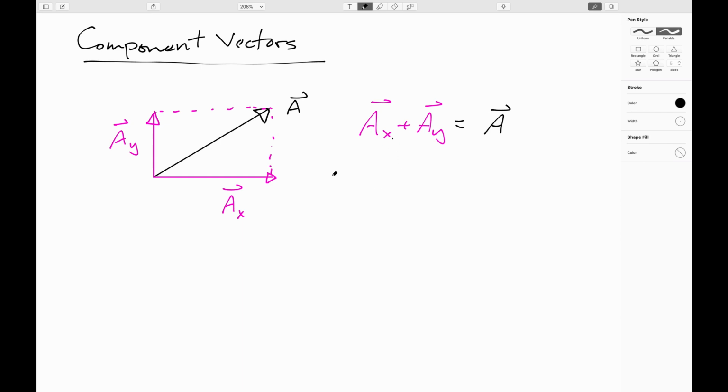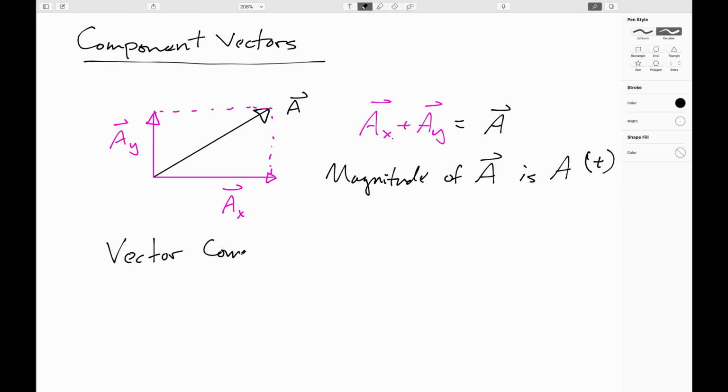And just to remind you of some notation, the magnitude of my vector A is usually just written as the letter A without the arrow over it. And this is always positive. It's just the length of the vector. Now, where things get a little weird in the notation, but this is very standard notation, is that as opposed to component vectors, there are, and I'm really sorry for the horrible jargon here, vector components.